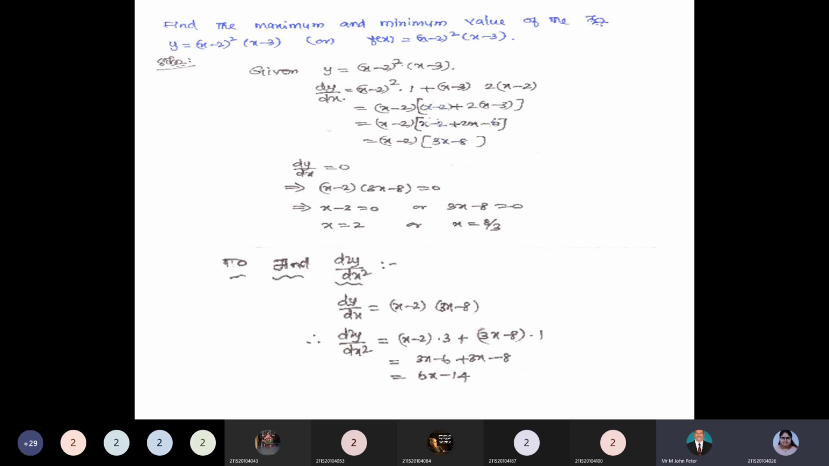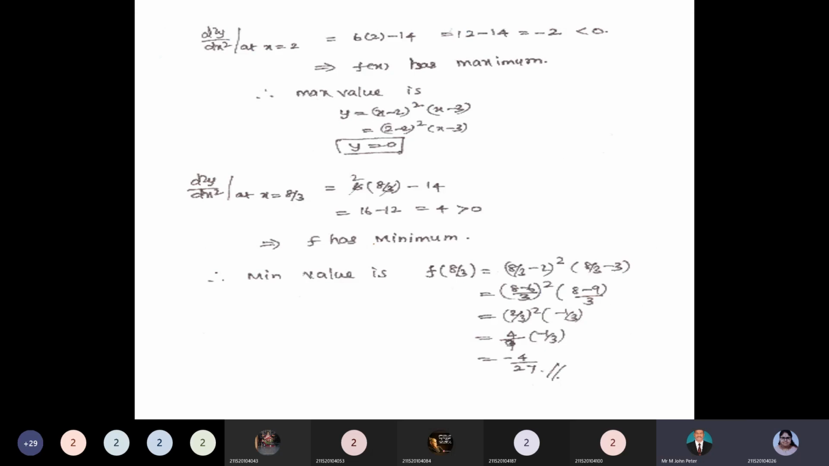You will get (x minus 2) into 3 plus (3x minus 8). Again the UV method: keep x minus 2 as a constant and differentiate 3x minus 8 with respect to x; 3x gives 3, the constant 8 gives 0. Plus, keep 3x minus 8 as a constant and differentiate x minus 2, which gives 1. Now multiply the 3 inside and the 1 inside, and you get 6x minus 14. Now at the point 2, if the value is less than 0, f of x is maximum; if it is greater than 0, it is minimum. Applying 6x minus 14, the second derivative at the point x equal to 2, we are getting a negative value.